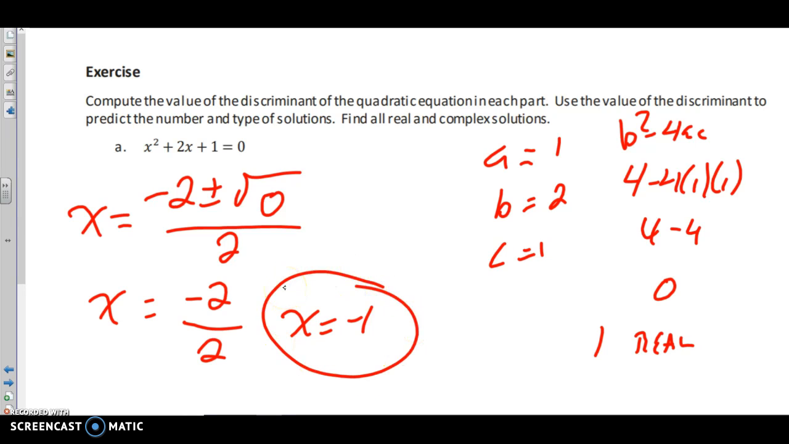So it worked out. And I could double check this by factoring. This would be x plus 1 times x plus 1. So we can see that x equals negative 1, multiplicity of 2. So negative 1 is the only real solution.